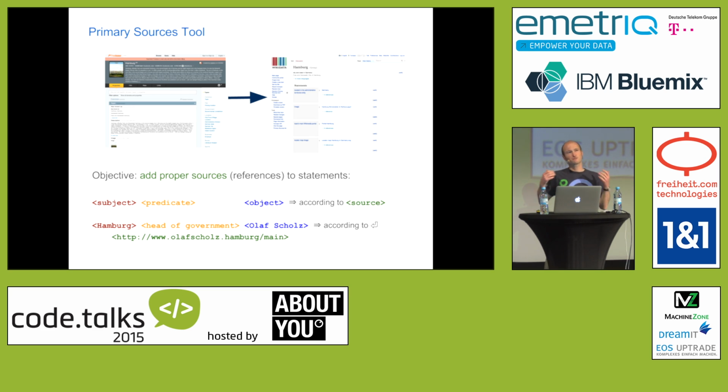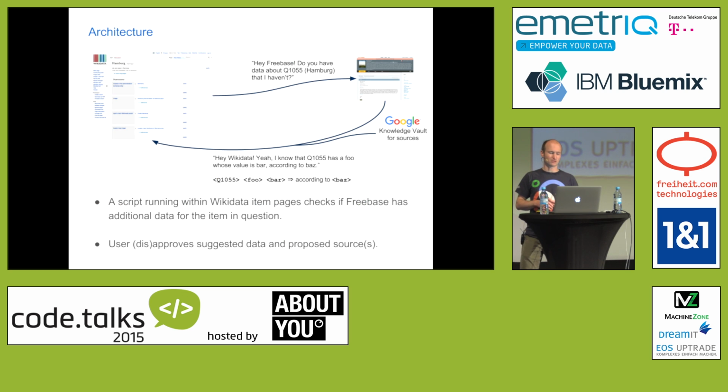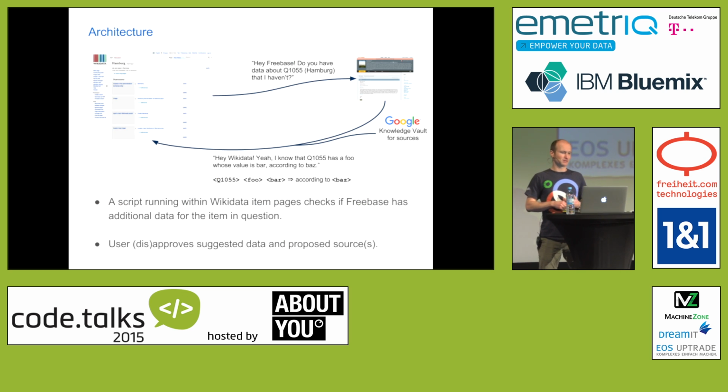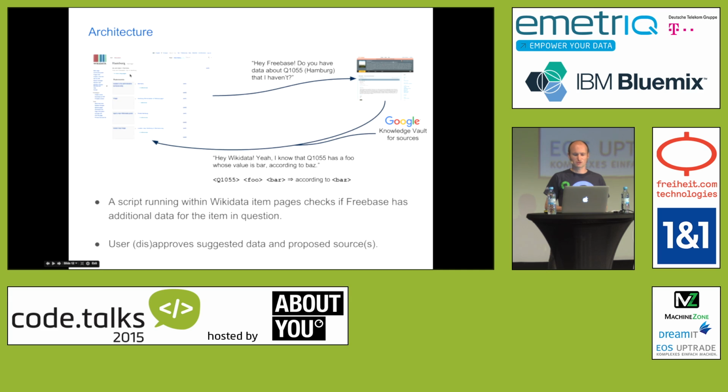So the architecture: how did we approach this tool? Essentially, we start with Wikidata. We look at a Wikidata item page, in this case for Hamburg, and then we ask Freebase, hey Freebase, do you have data about Q1055? This is Hamburg, if you remember from before. And then Freebase says, hey Wikidata, yeah, I know that Q1055 has a foo whose value is bar according to Buzz. So in a more concrete way, Q1055, foo bar according to Buzz.